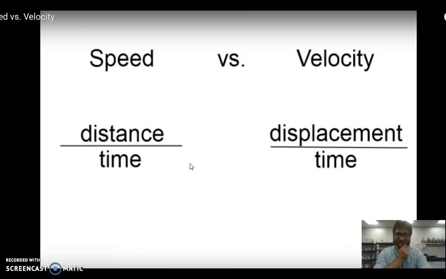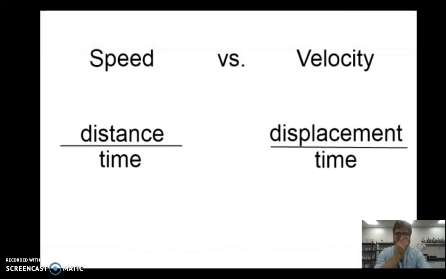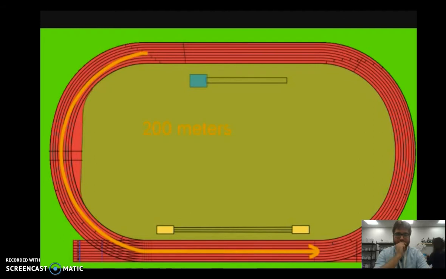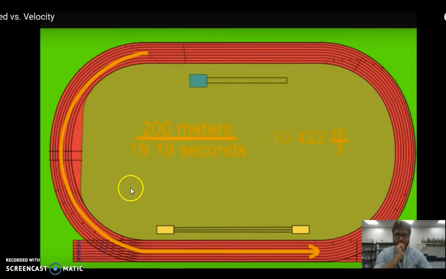Velocity is given by the displacement over time. We'll look at each of these separately. First, let's look at his average speed. When considering the average speed, we consider the entire distance he ran around the track, which is a total of 200 meters. So we get that the average speed is 200 meters over 19.19 seconds. This gives us a total of 10.422 meters per second.